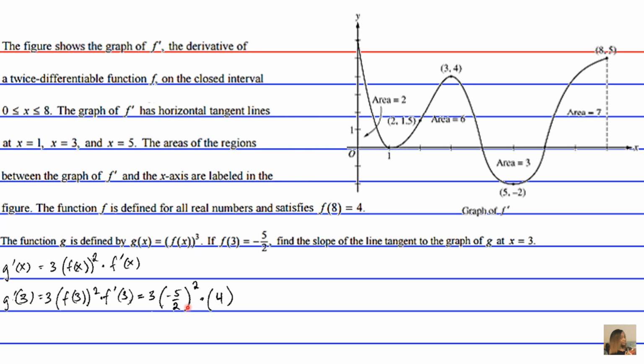So therefore, we have 3 times negative 5 over 2 squared times 4. And that simplifies to 3 times 25 over 4 times 4. Here you see the 4's cancel. Therefore, g prime of 3, sorry, not f prime, is equivalent to 75, and that's our answer.